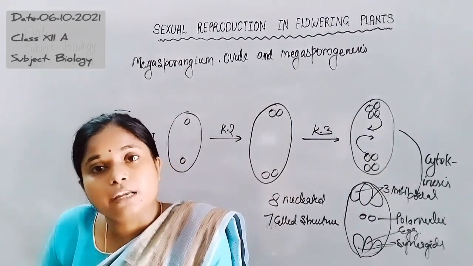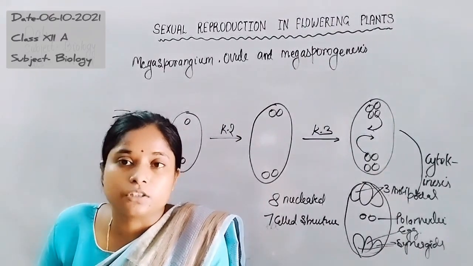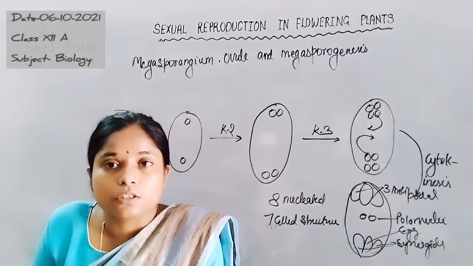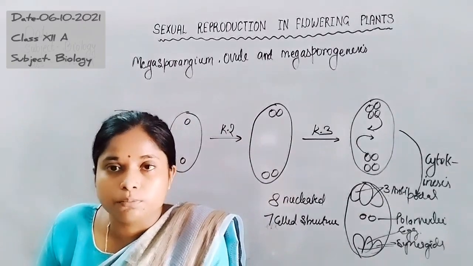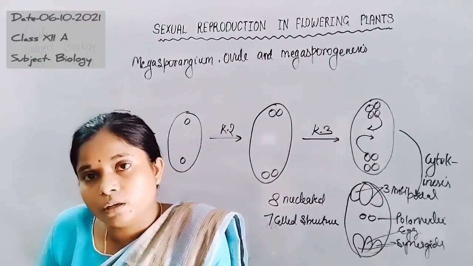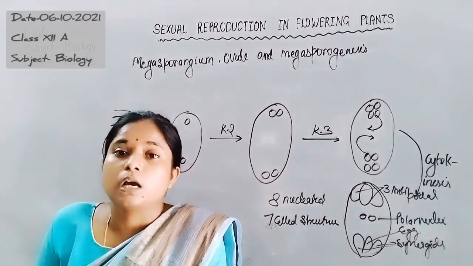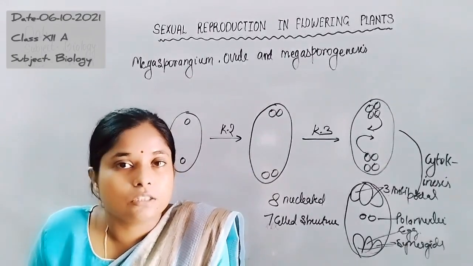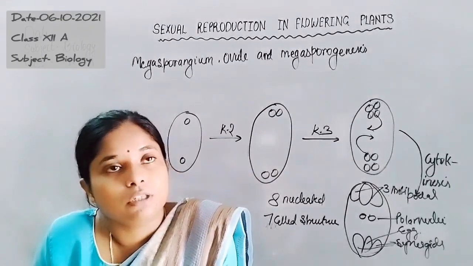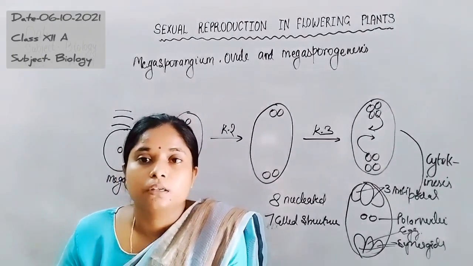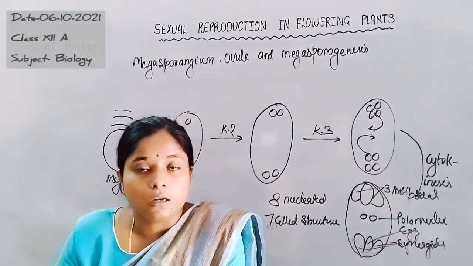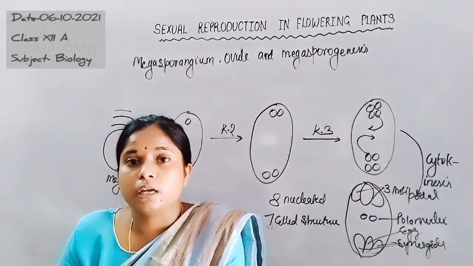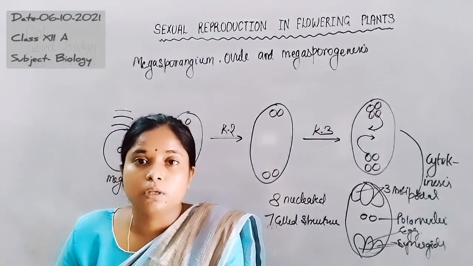By the first karyokinesis, a two-nucleated structure will form. Both the nuclei move towards the opposite poles. Then the second karyokinesis takes place. After the second karyokinesis, each nucleus is converted into two nuclei. Then the third karyokinesis takes place. From the third karyokinesis, an eight-nucleated structure forms.